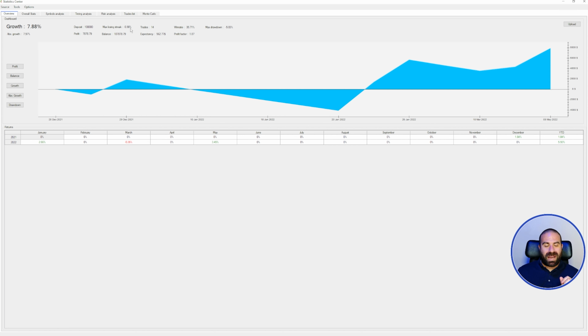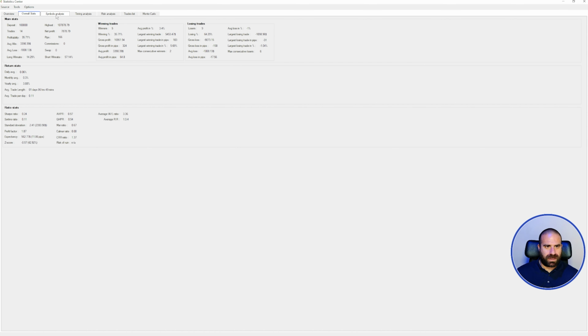Max losing streak -6%. Win ratio, look at the win ratio right here, guys. You see 35.71%, but we're winning a lot when we're winning. The maximum drawdown is right here. We have made 7.8%, okay, with a profit factor of 1.87. Anything above 1 is a winning strategy. And you see the growth on the top left of the screen, okay, right here. And we have the overall stats right here.